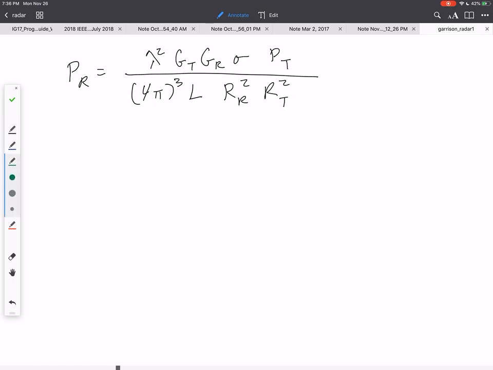We can do a quick check of the units. Wavelength squared has distance units. Gains are non-dimensional. Sigma also has area units. Power. 4 pi non-dimensional. Loss non-dimensional. Distance squared, distance squared. These would cancel out. I have dimensions of power. Everything cancels out correctly. Okay. Remember, it's not just the power that concerns us, it's the signal to noise. So I want to look at the noise power, and we're going to use the same model.